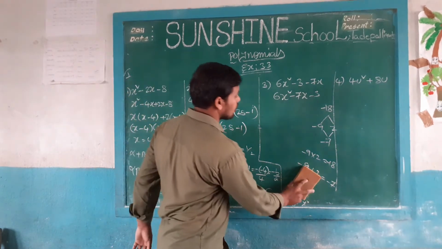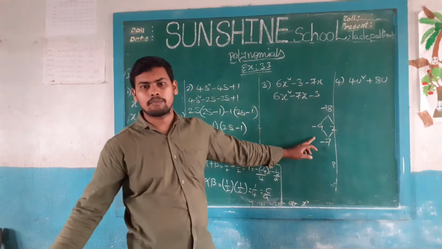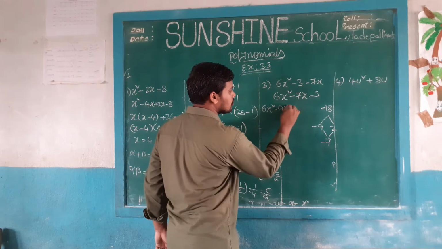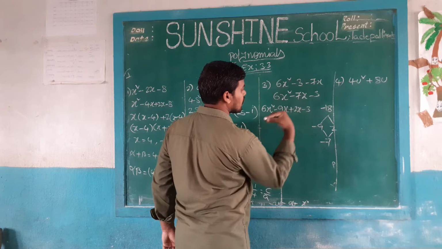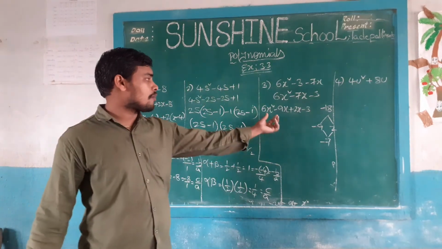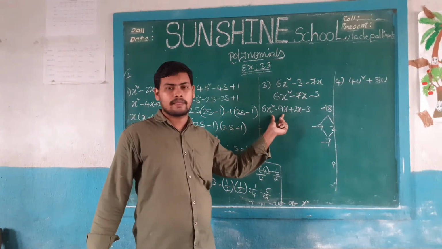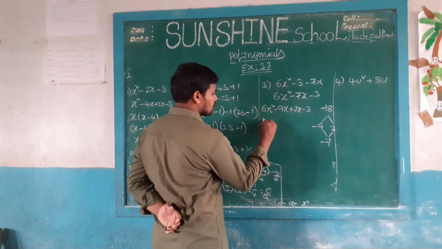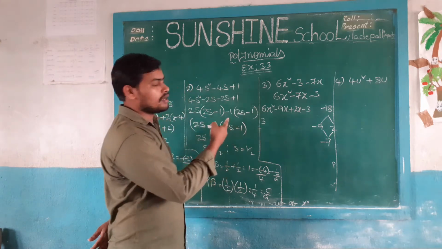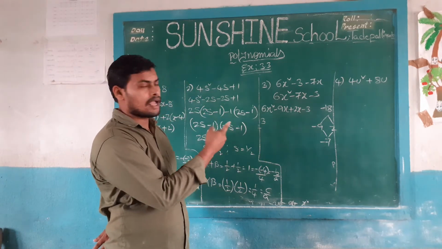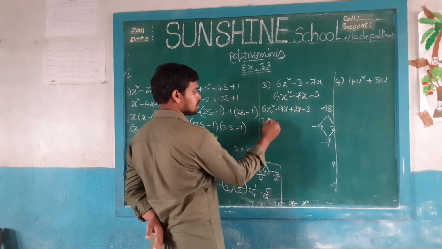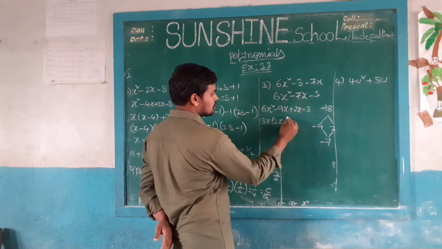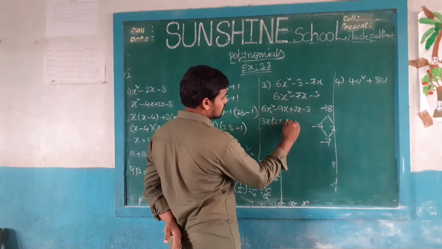So you have to move on the process. Those two numbers are minus 9 and 2. 6x square minus 9x plus 2x minus 3. So what is the common factor of these two terms? 3. 6 is divisible by 3, 9 is also divisible by 3. So 3 and 6, 2 times. Next, 3 and 9, 3 times.